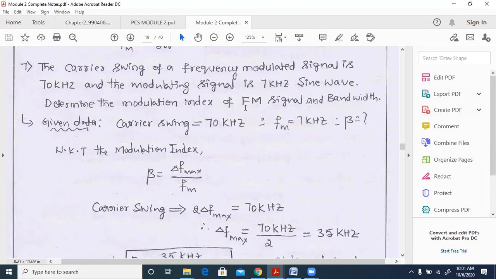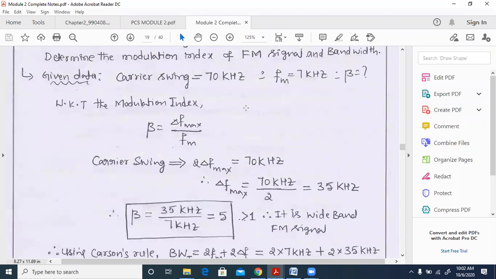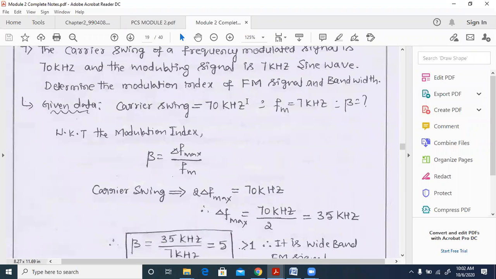So beta will be del F max divided by the Fm value. Del F max is just the deviation, so twice of this deviation will be the carrier swing. Therefore del F max will be 70 by 2, that will be 35. So beta will be 35 by 7, that will give us 5, greater than 1, so it is a wideband signal. So once we have found that, now we need to find the bandwidth.